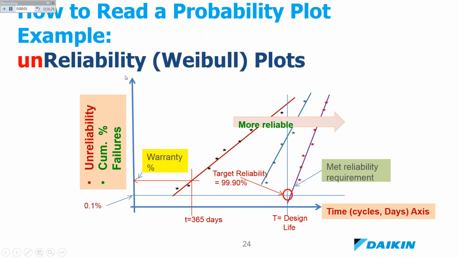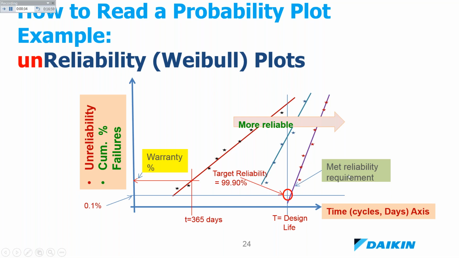When you read the Weibull distribution, the good thing is, more to the right is more reliable. So you can get the warranty at 365 days, you come here and go here and find that's the value for the warranty. And also, if your target is 99.9 reliability, you know exactly at the design life, that's your target. So your product has to pass before launch.